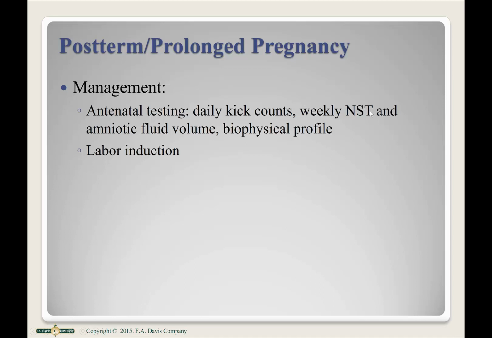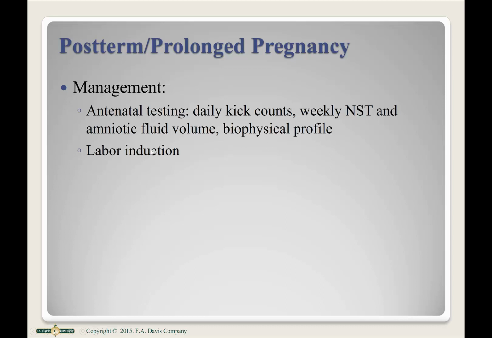We will do an NST. This is another way we can determine if babies are doing well. We have to do this every week, and I would even venture to say do this twice a week. We're going to look at our amniotic fluid volume, making sure that we have enough fluid in there. And then maybe do a biophysical profile. This is another test that we can do to make sure the baby's doing well. A biophysical profile is basically an ultrasound to look at some different things about the baby, plus an NST. So those are things to tell us about fetal well-being and whether or not our baby is doing okay.